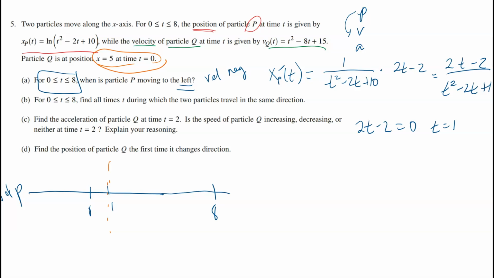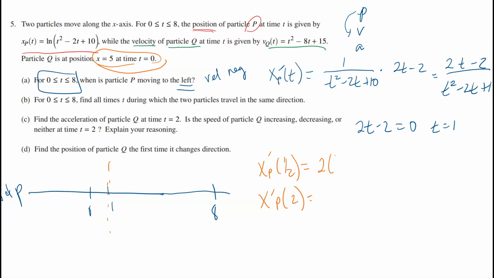I want to see if between 0 and 1 it's positive or negative, and then between 1 and 8 if it's positive or negative, and that's going to give me the answer to part A. So let's pick a number like 1/2. I'm going to check x prime of 1/2 and see if it's positive or negative, and then I'm going to check the derivative of x at, let's just say 2, and see if it's positive or negative.